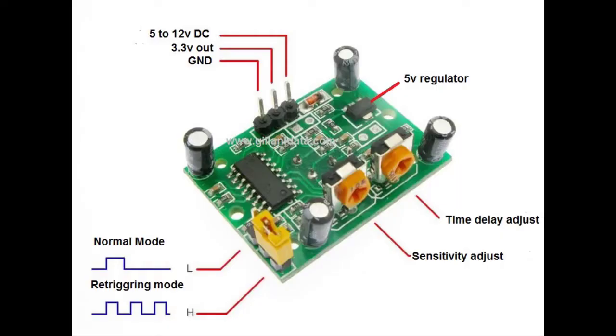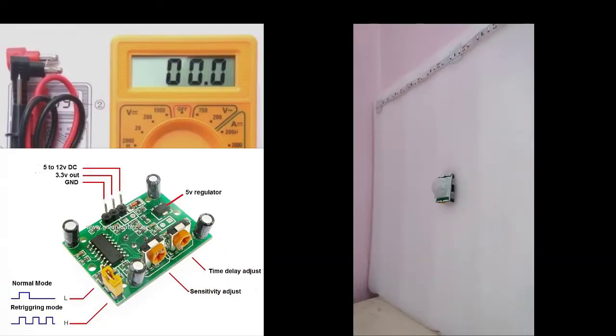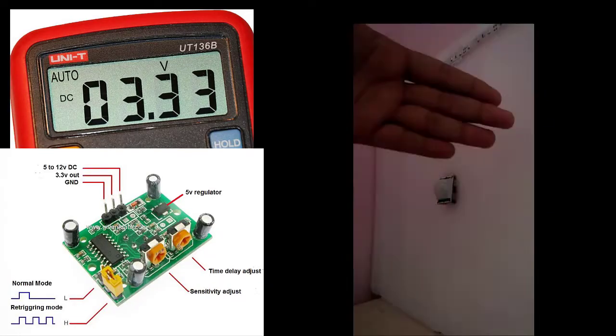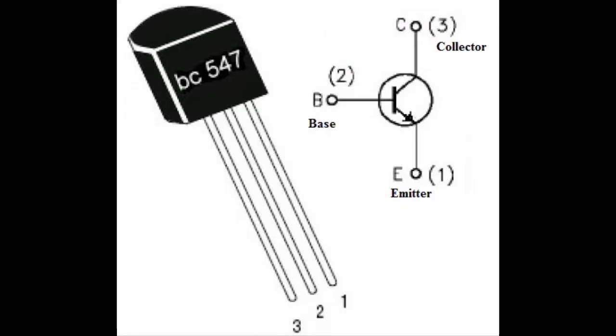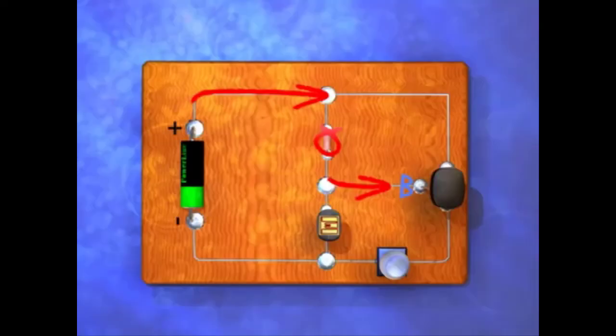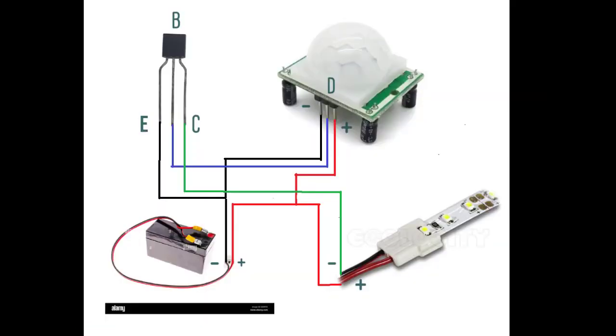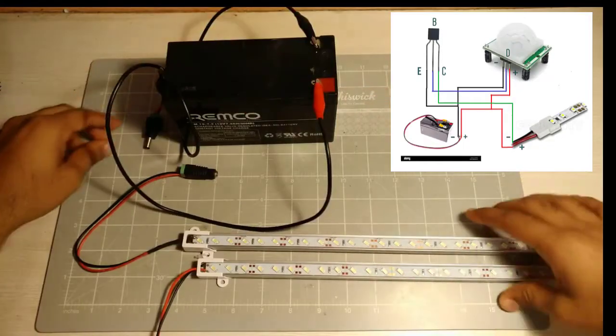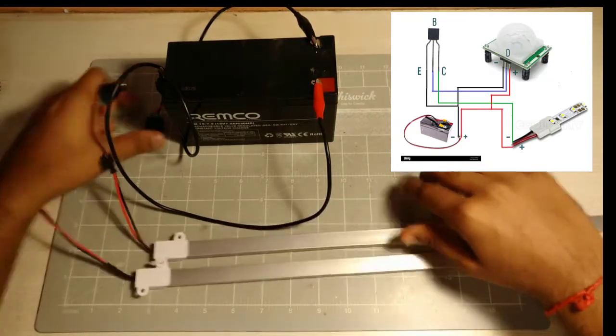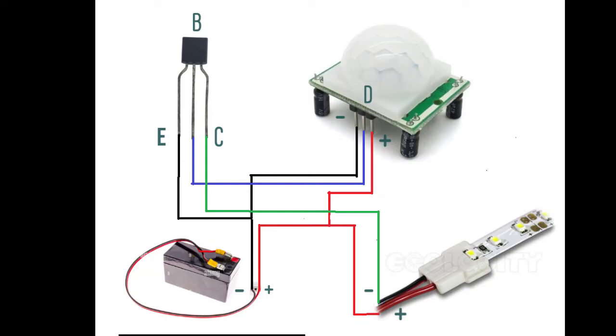If we measure the voltage across the data pin of the PIR sensor, we get 0 volt when no motion is detected and 3.3 volts when motion is detected. We have used a BC547 transistor as a switch. If the voltage at the base crosses the threshold limit, that is 0.6 volt, it triggers the base emitter junction of the transistor. We have connected the data pin of the PIR sensor to the base of the transistor. The positive terminal of the LED strip is directly connected to plus 12 volts and the negative terminal of the LED strip gets the ground only when the base of the transistor is triggered.